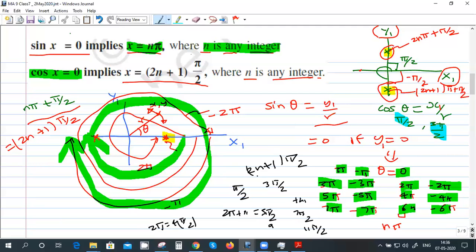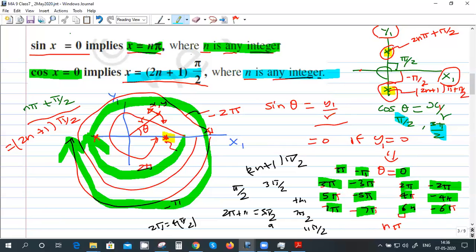Okay, similarly, I can go on the negative side. Minus pi by 2, minus 3 pi by 2, minus 5 pi by 2, minus 11 pi by 2, like that. So that's why the general solution is (2n plus 1) pi by 2, and n is any integer. For any number, 2n plus 1 is an odd number, because 2n is even. So the even number, if we add 1, it will become odd. And actually, the odd numbers are 1, 3, 5, 7, like that.